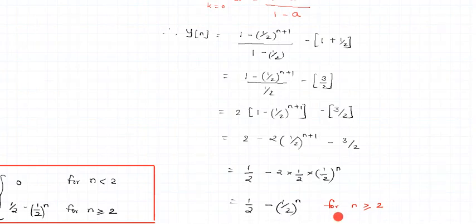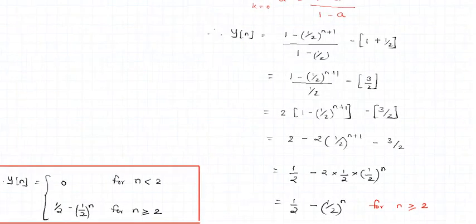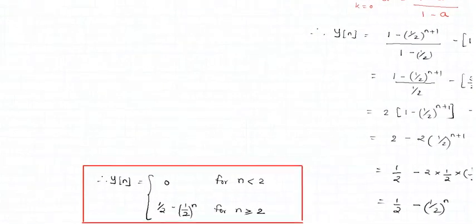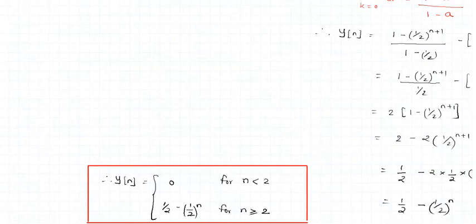This was the region where we have shifted the signal h of n minus k and placed it for the region n greater than or equal to 2. So with these two cases, we have found the complete overlap between the two signals. Once we complete the region of overlap and get the results, now collectively write your results. So yn is 0 for the case when n is less than 2, whereas yn is 1 by 2 minus 1 by 2 raised to n for the case when n is greater than or equal to 2.